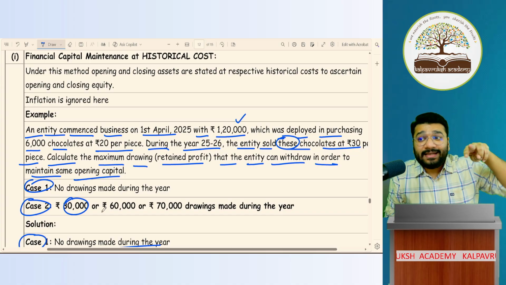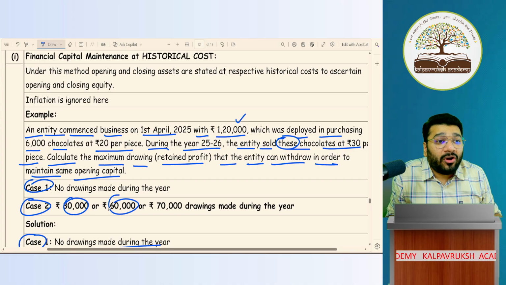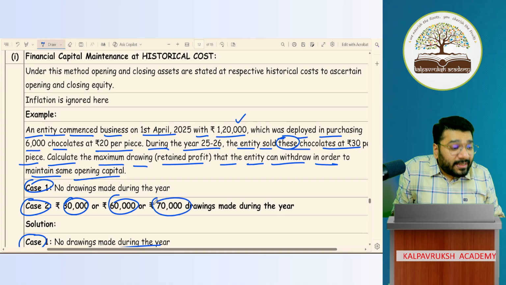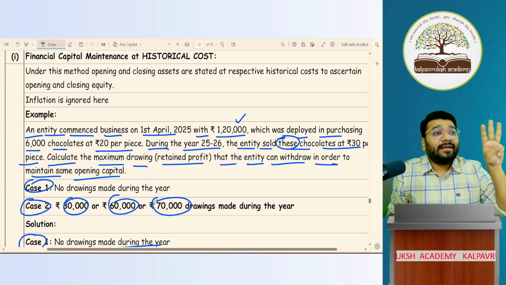Case 2 is a scenario which says that 30,000 drawings are withdrawn. If 30,000 is withdrawn in the middle of the year, then how much is the balance profit that can be withdrawn? Don't answer, let me complete. In case 2, second scenario, what if he has already withdrawn 60,000 rupees? Is there any further money that he can withdraw? Case 3, what if he has withdrawn 70,000 rupees? Can he withdraw further money? No. So like that, 3 cases I've built.